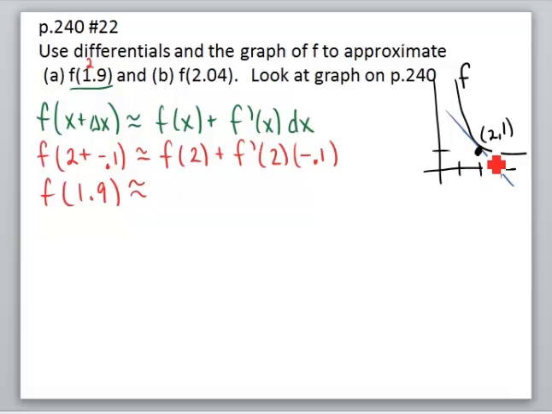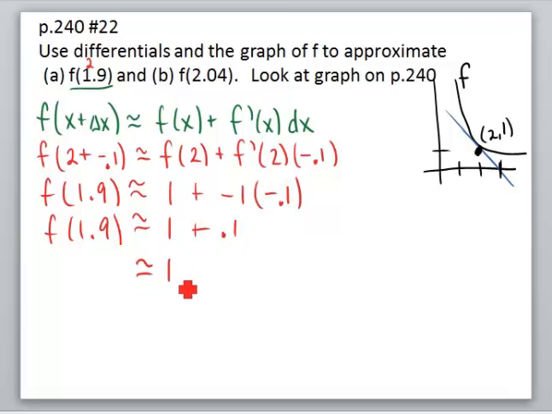f of 2 I get from the graph. f of 2 is 1. Plus the derivative at 2, which is the slope of the tangent line to the curve, which is down 1 over 1. So that means that f of 1.9 is approximately 1 plus 0.1. That gives me the approximate height to be 1.1.